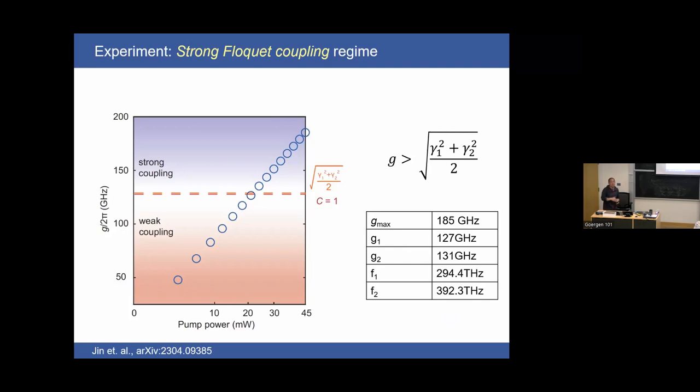So now we are really in the strong Floquet coupling regime, where normally when you think of strong coupling, you think of exciton polaritons, which is some linear dipole coupled to some resonance. What we have here is essentially a nonlinear dipole coupling to resonances, and the nonlinear dipole is generated by our driving field.